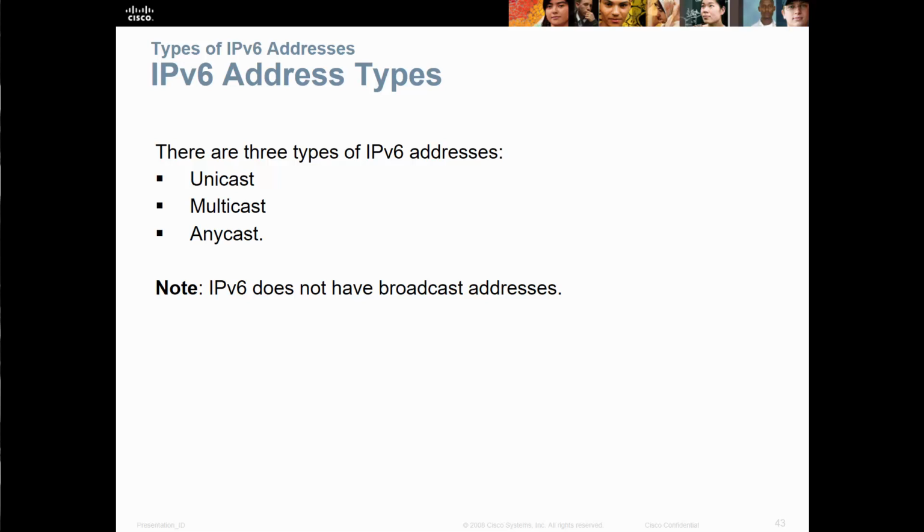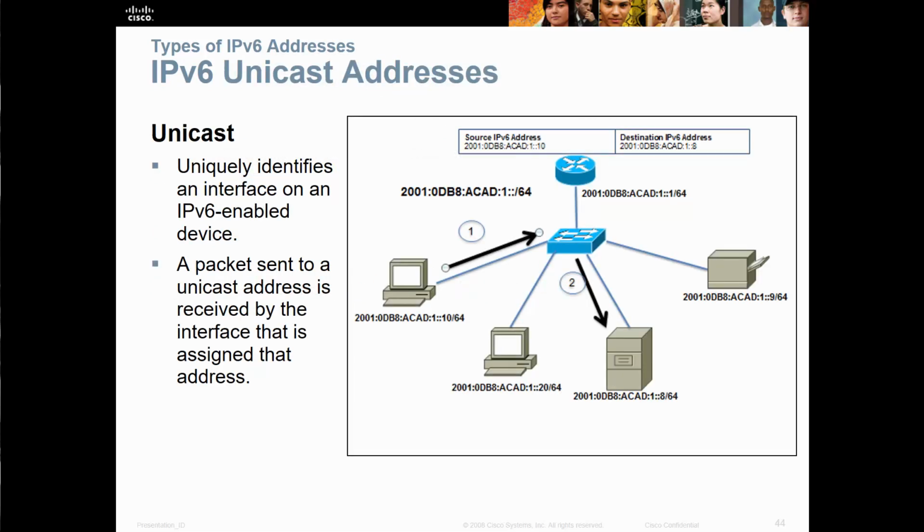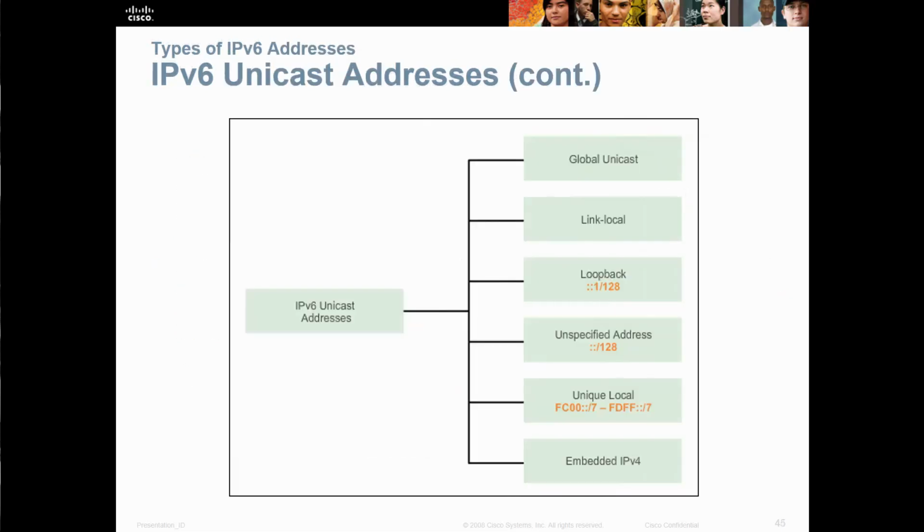IPv6 addresses come in unicast, multicast, and anycast. IPv6 does not have broadcast anymore. Unicast, same as with IPv4, is one-to-one. An IPv6 unicast address could be a global unicast address, link local, a loopback, which is very similar to our loopback address, 127.0.0.1. We have unspecified addresses, or we have unique local addresses. These are all examples of unicast addresses.